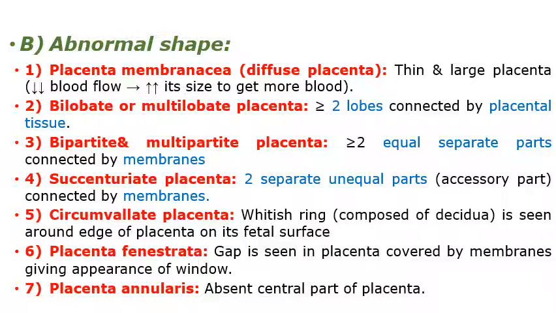Circumvallate placenta is with a whitish ring at the fetal surface. Circumvallate may be due to calcification. And the placenta fenestrata has a gap in the placenta like a window covered by membrane. Placenta annularis is where the central part of the placenta is absent.